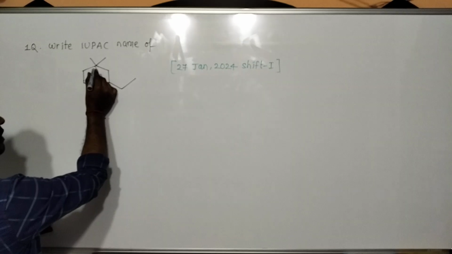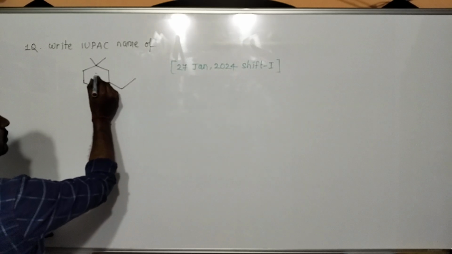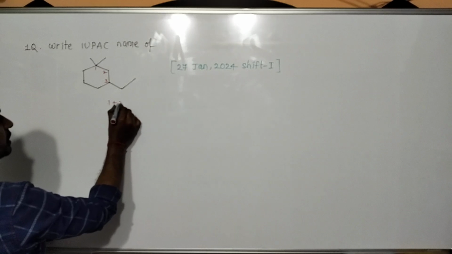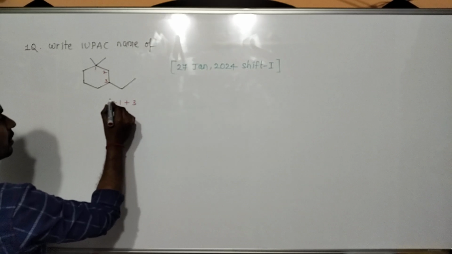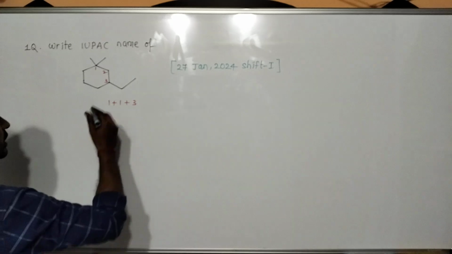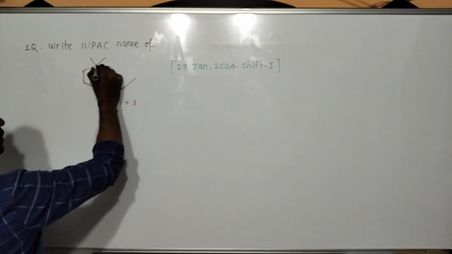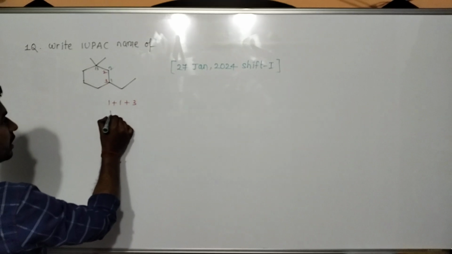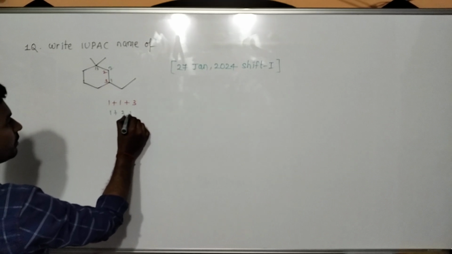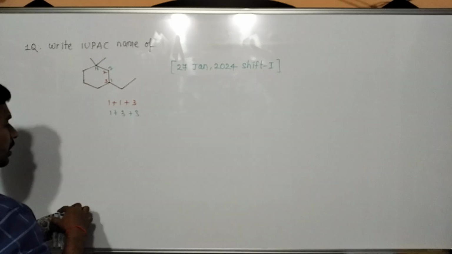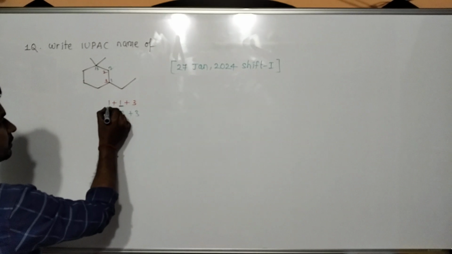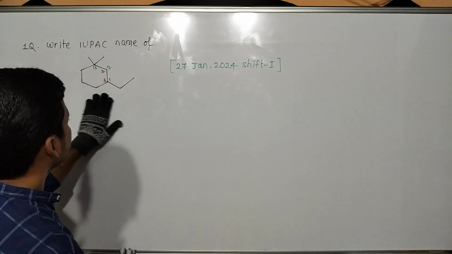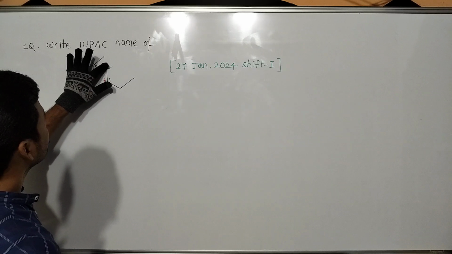Based on the locants 1, 1, 3: if you number like this, 1, 1, 1, 2, 3, there is a substituent on the first carbon and on the third carbon. If you number the other way, 1, 2, 3, it gives a higher number. See, the first carbon has a substituent and the third carbon has a substituent. On the first point, the 1, 1 cancel, so 1 is the first point of difference, so this numbering is correct.